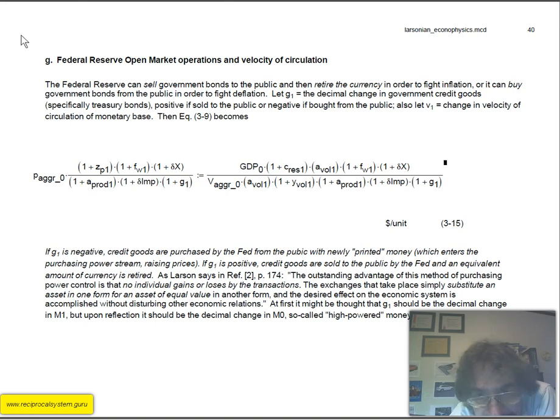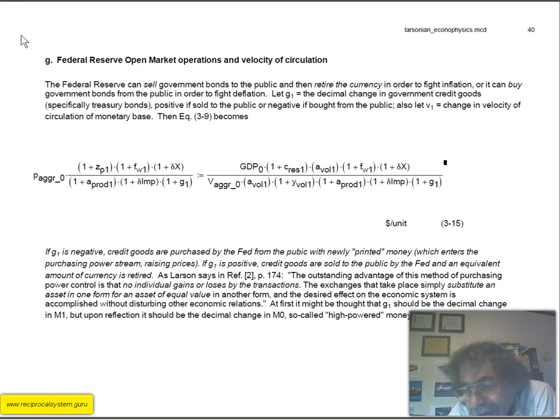All right? So you can see that from the equation. If G sub 1 is negative, it's going to raise the price. If G sub 1 is positive, credit goods are sold to the public by the Fed and an equivalent amount of currency is retired. So that's the whole basis of operation of the Open Market Committee.